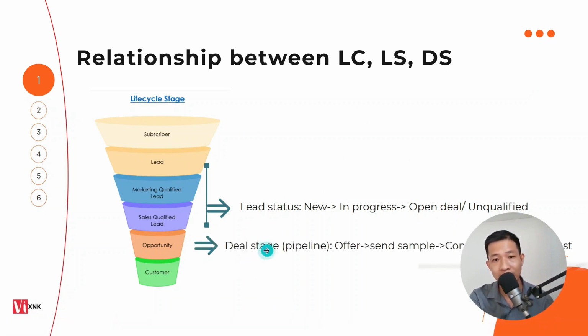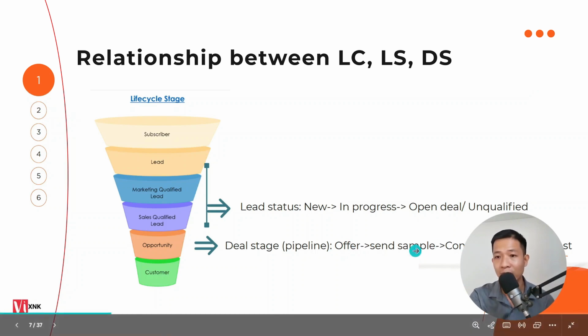When you make your sales pitch to the customer, this lead will move to opportunity. At this stage, you'll use the deal stage to track and monitor the process. Here, you'll see the offer section. From the moment you make an offer, depending on each company's process, some companies go straight to signing the contract after the offer, while others need to send a sample, what we call send sample, before moving forward.